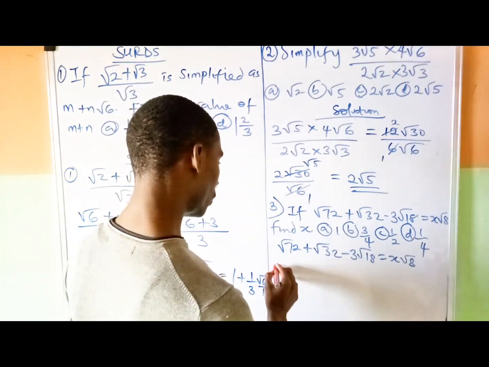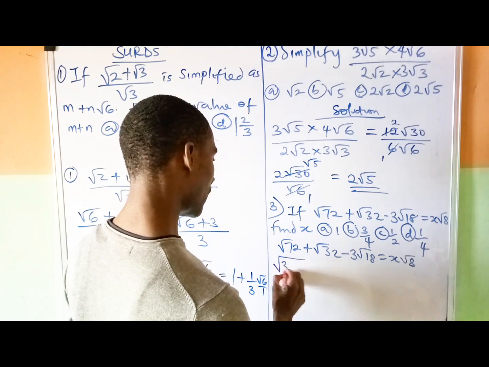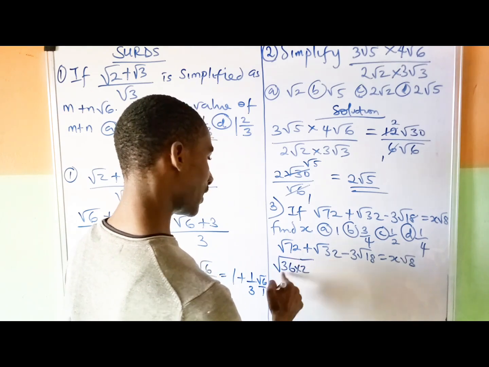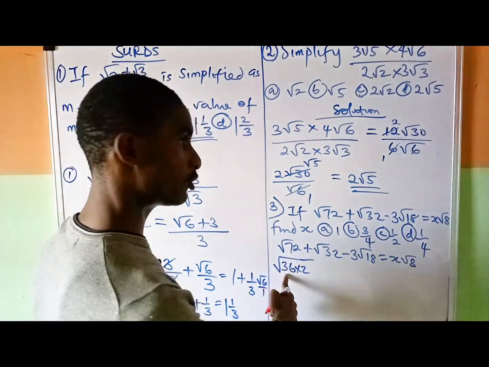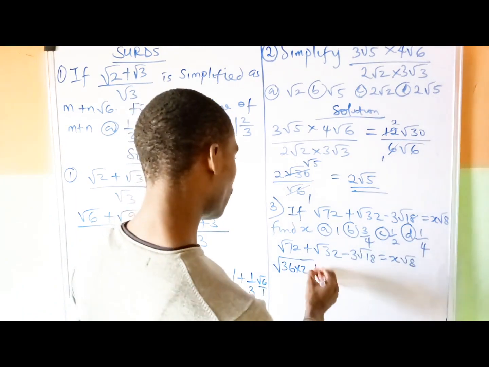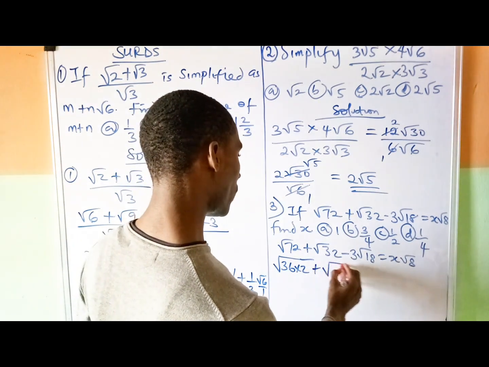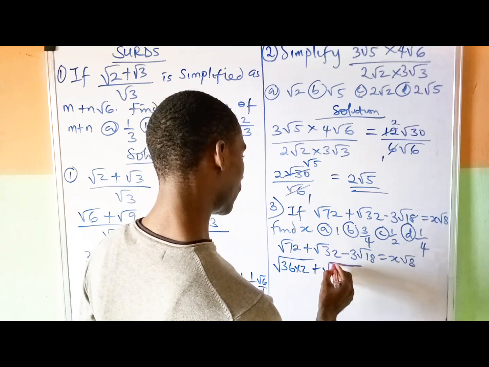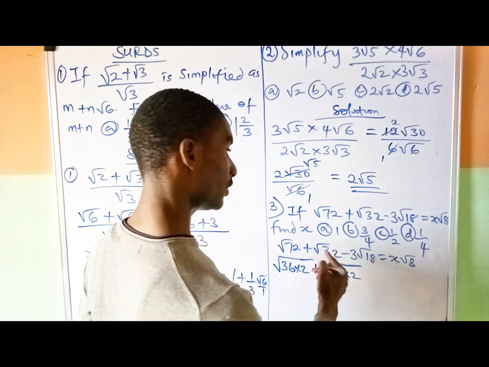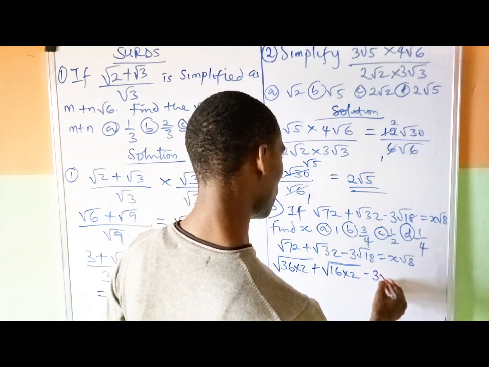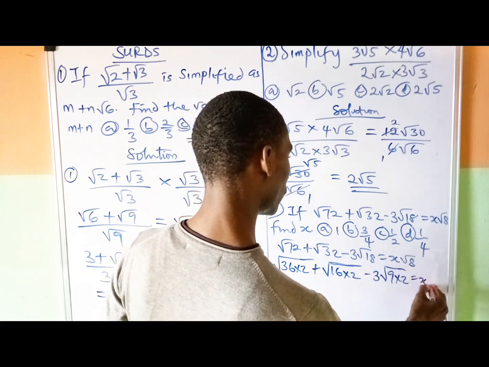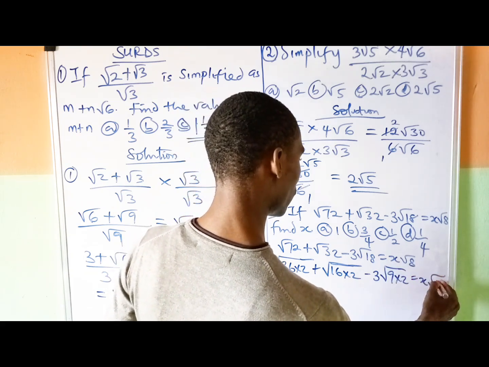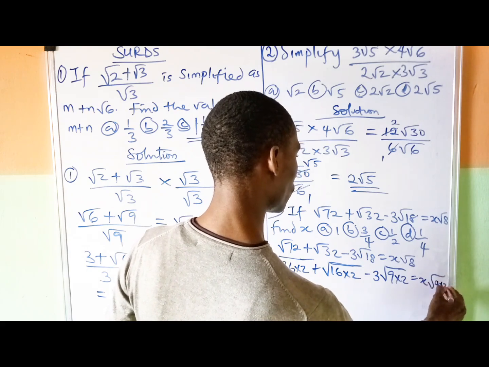So this 72, I can rewrite it as root 36 times 2, because 36 times 2 is 72 and 36 is a perfect square. So I can find the square root of 36, plus I'll do the same here: the square root of 16 times 2, because 16 times 2 is 32, minus 3 into root 9 times 2, because 9 times 2 is 18, all equals x root. Here I can also have 4 times 2.